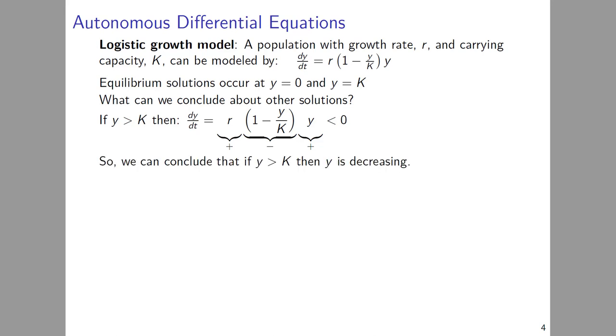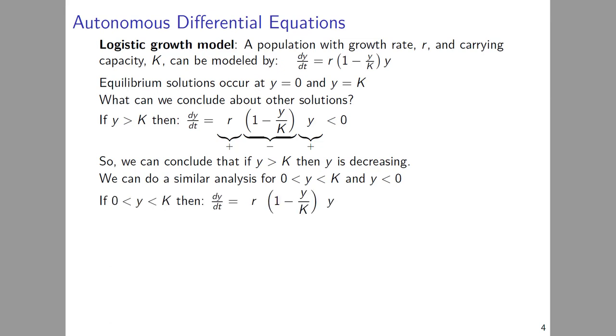So we can conclude that for values of y bigger than k, above the carrying capacity, y is decreasing. This makes sense because if the population is higher than the maximum sustainable amount, then the population will decrease down to that maximum k. And we can do a similar analysis for y between 0 and k and y less than 0. Although in this application of a population model, y less than 0 doesn't really make sense. But we can do it for the theoretical purposes that may come up in other scenarios anyways.